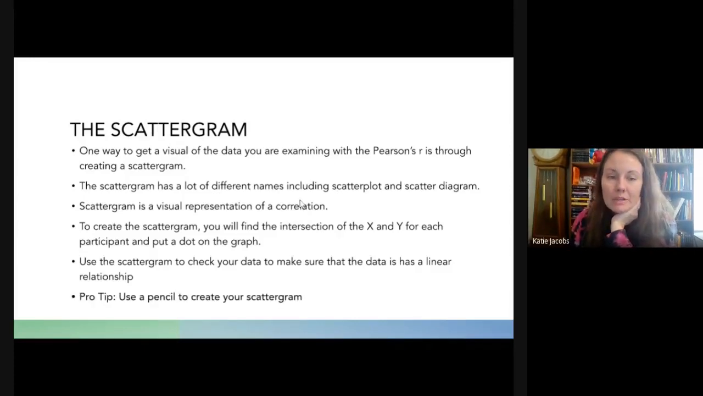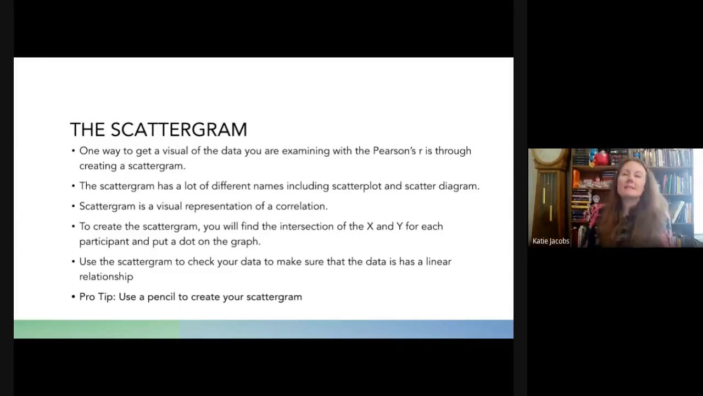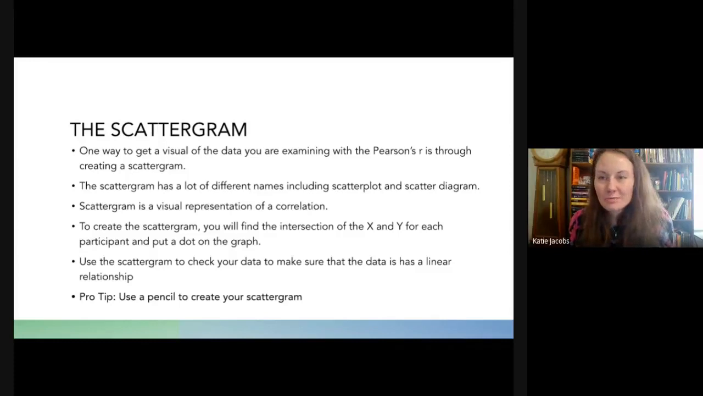Okay. Pro tip, use a pencil when you're doing this. This is the same tip that I gave you all when we were doing our histograms and our frequency distribution tables, our ungrouped frequency distribution table, our cumulative frequency distribution table, our grouped frequency distribution table. If you use a pencil, it's going to make it a lot easier, especially because you may have two participants that have the same numbers for the variables. And if that happens, you actually have to erase and put a number there. So we'll get to that in a minute, though.